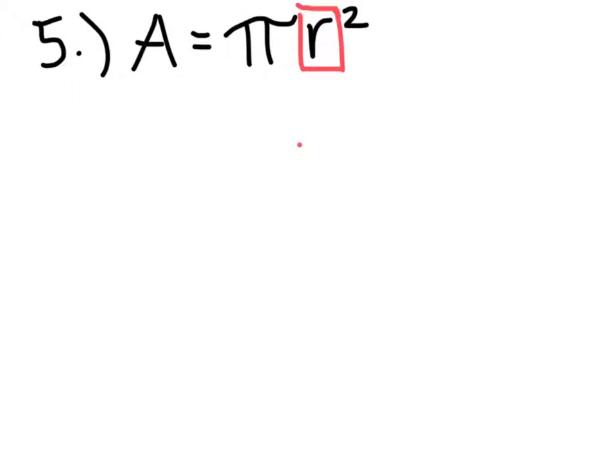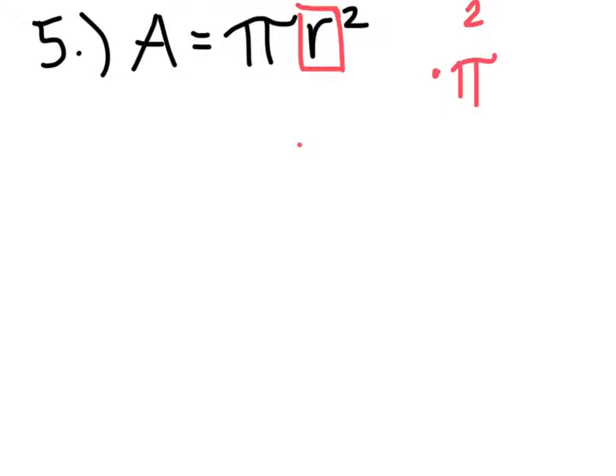The first example I wanted to do was number 5 on your homework, which is solving the area of a circle for the radius. So I asked myself, what's happening to r squared, or well, to r, using order of operations? PEMDAS, the E stands for exponents. So the first thing that's happening is that r is being squared. r is then being multiplied by pi.